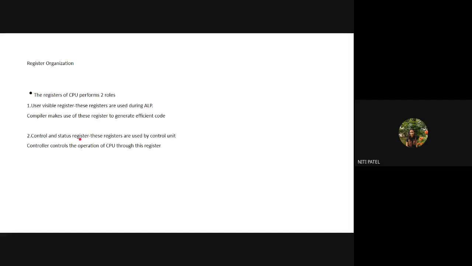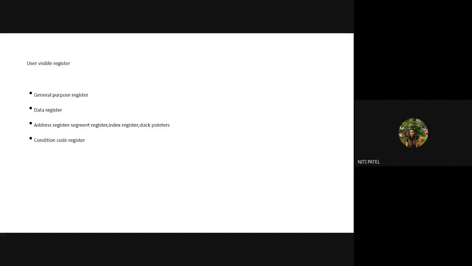If it is 0 it means it is positive, if it is 1 it is negative. So who is going to tell me that? It will be told by the status register. So operation होने के बाद जो भी status है, who is going to tell? Status register. And who will be controlling the entire operation of the control unit? It will be controlled by the control register. So we have different types of user visible registers, control registers, and status registers. We'll see all those in detail for 80386.